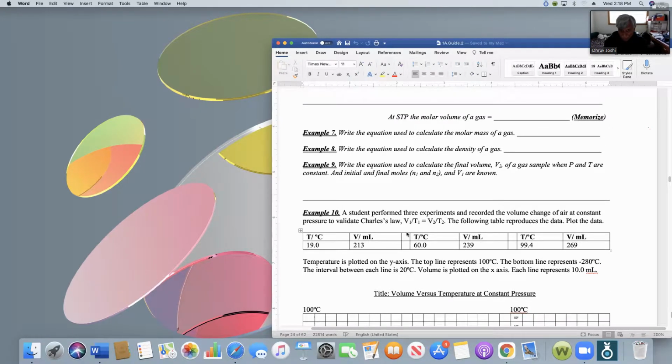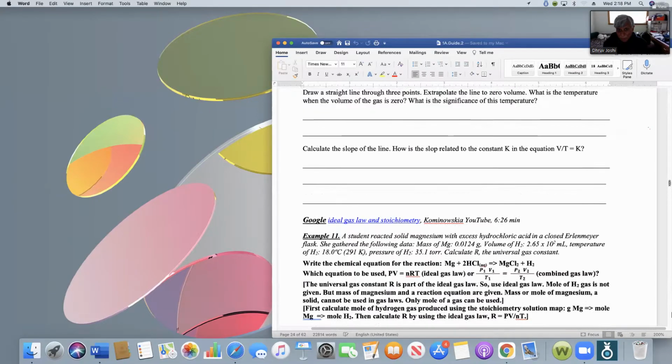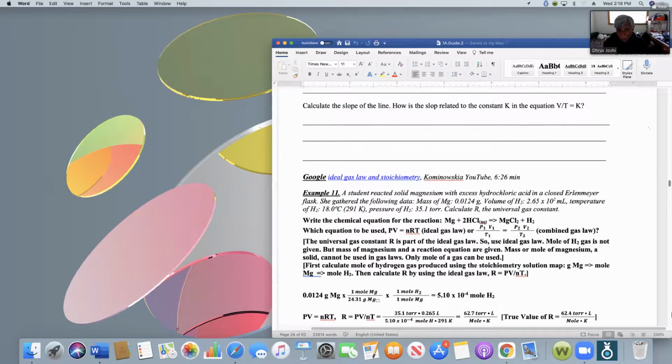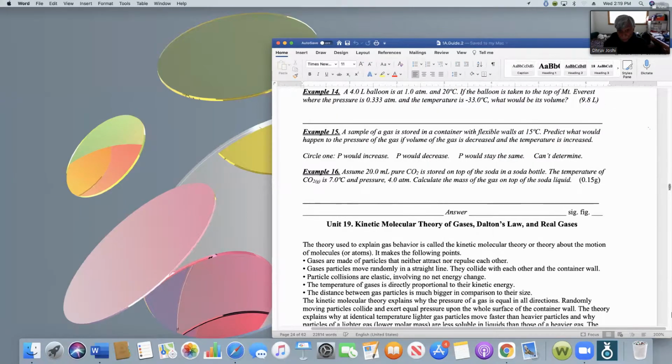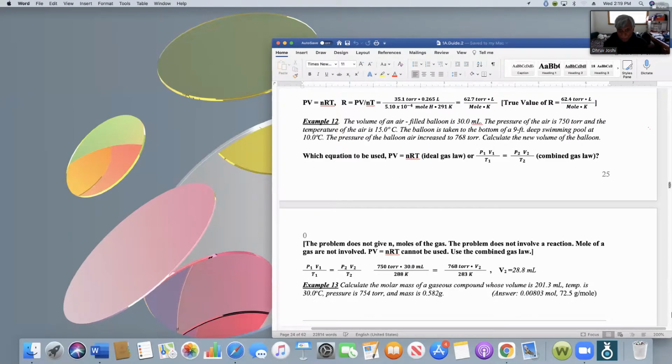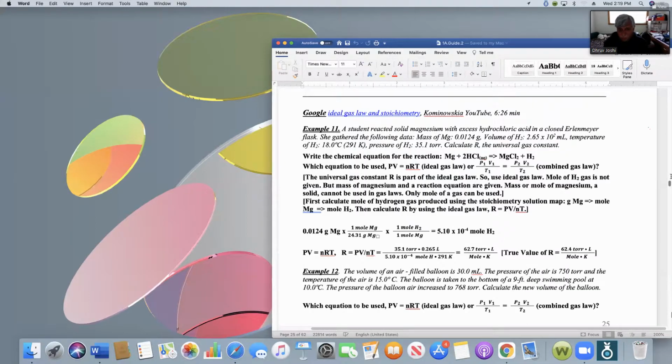Oh, we're talking about example 10. It's going to be part of the lab, so we're not going to talk about example 10 right now. We just, example 11, page 25.